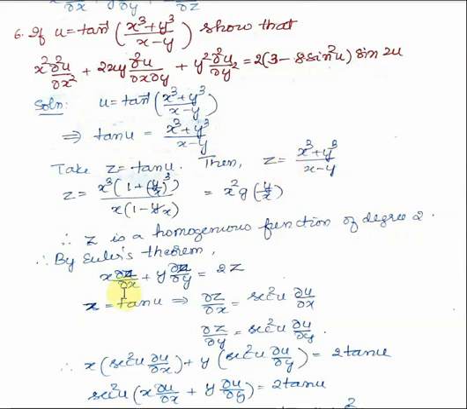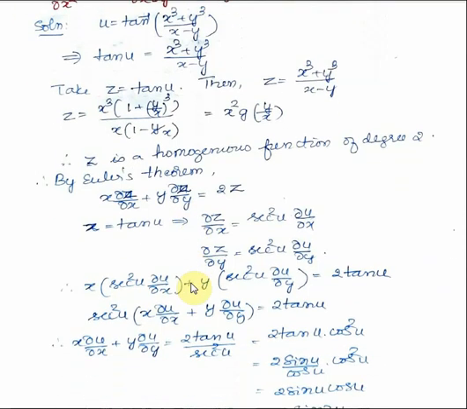Therefore, we shall apply Euler's theorem for z. So x dou z by dou x plus y dou z by dou y is equal to, the degree is 2 into the function z. Then for dou z by dou x and dou z by dou y, we shall substitute.